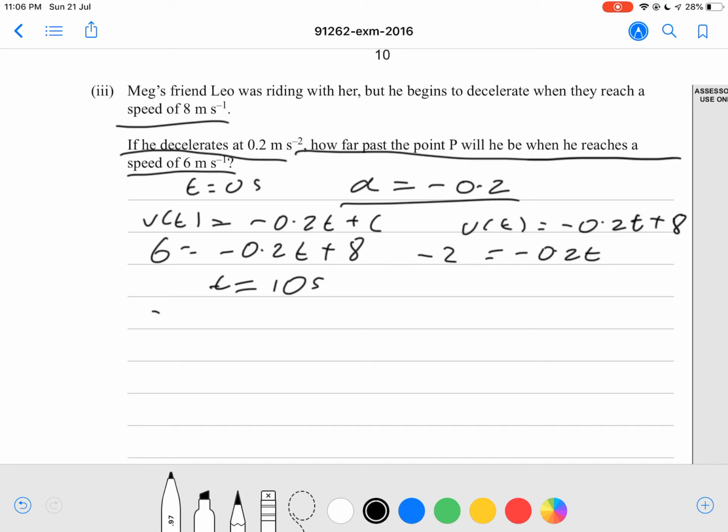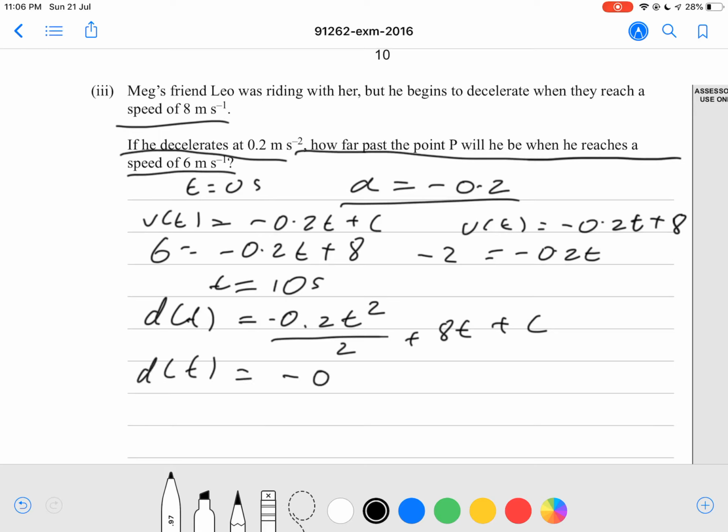And it's the exact same step. You just find d of t now. D of t is just the integration again. So you add 1 to the power, and then you divide by the new power, okay? So that becomes t squared divided by 2 plus 8t plus c. D of t therefore equals negative 0.1 t squared plus 8t plus c. Once again, at the start of our journey, the distance was 0. So therefore our c was 0 as well. D of t therefore equals negative 0.1 t squared plus 8t, okay?